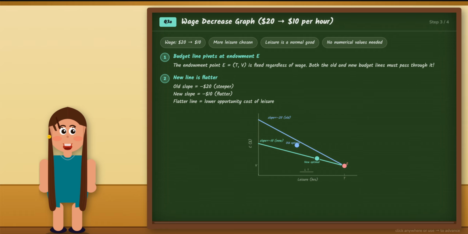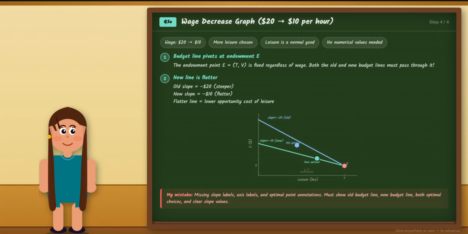Step 2 is the new budget line is flatter. The slope equals the negative wage, so the old slope is -20 and the new slope is -10. A flatter line means a lower opportunity cost of leisure. Step 3, we are figuring out the new optimal point is to the right and below the old one. More leisure is less consumption, so what matches is what we're told.